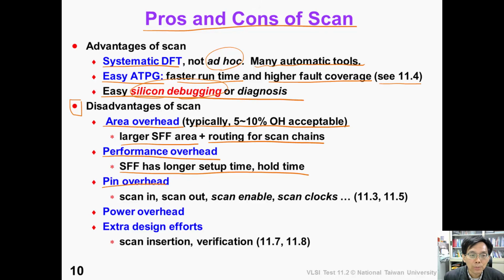And also we need to pay pin overhead. We have more pins such as scan input, scan output, scan enable pins, scan clock pins, etc. Please see the other 2 videos for details. Also, a circuit with scan chain inserted would cost more power. And we also need extra design effort to insert a scan chain and verify the scan chain. Please see these 2 videos for more details.